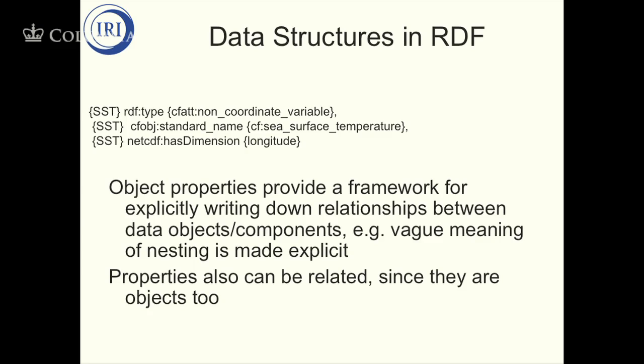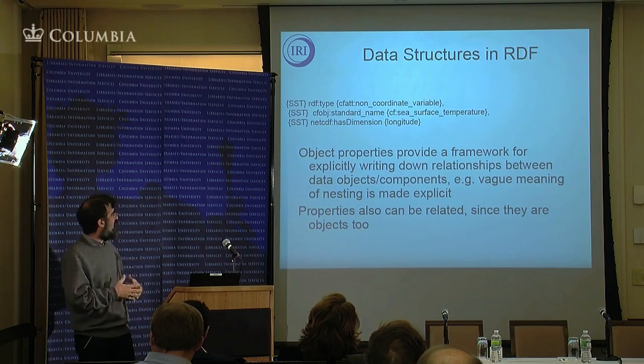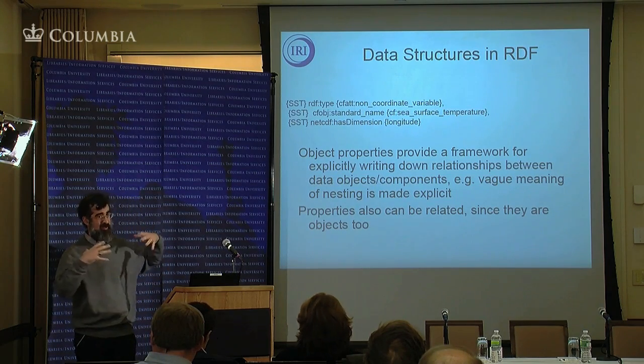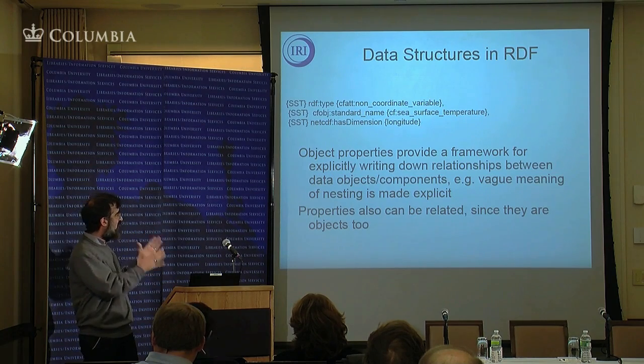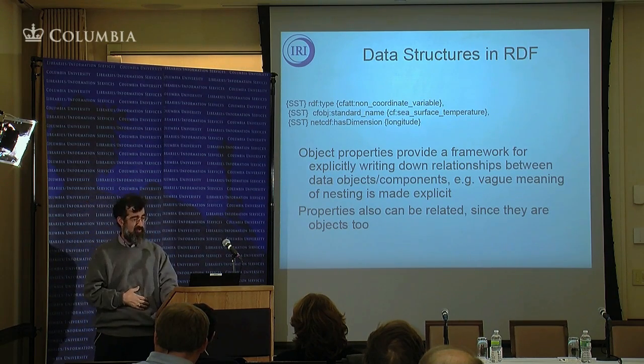So I can say that it's a non-coordinate variable in a CF attribute system. I can say it has standard name sea surface temperature, where that's an object now. In NetCDF, it's considered to have a dimension, longitude. So I have these things, and now I can describe them in all sorts of different systems, so that those different systems can come in and make use of the data. And then, of course, the other key piece of this system is that not only can we make statements about our original set of objects, we can also make statements about the properties. So we can interrelate properties, so then things can be deduced.